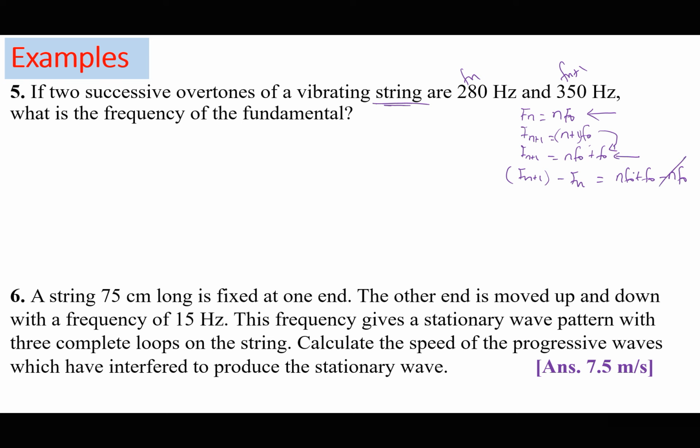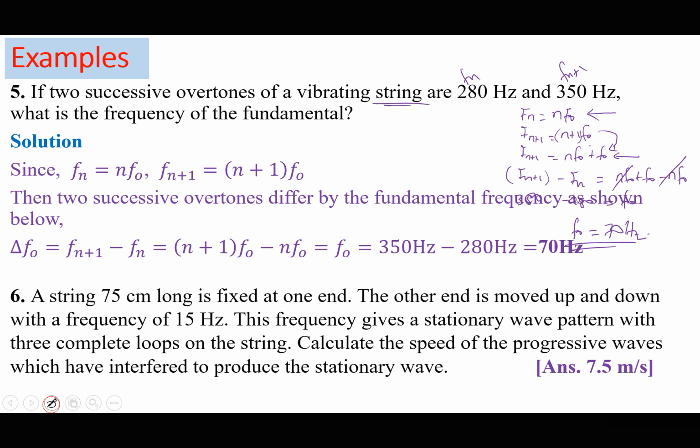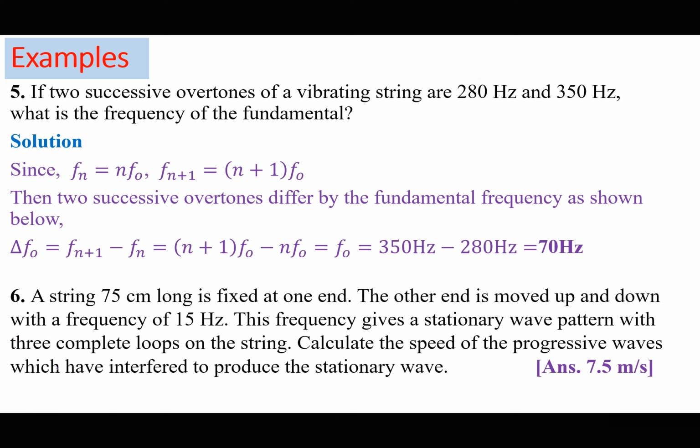So this one cancels out. But this one is 350 minus 280 equals F naught. So this gives us F naught as being equal to 70 Hertz. So that is the fundamental frequency. Just so, the fundamental frequency is going to be 70 Hertz.